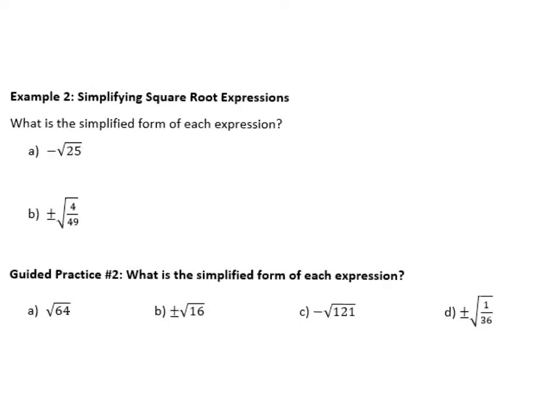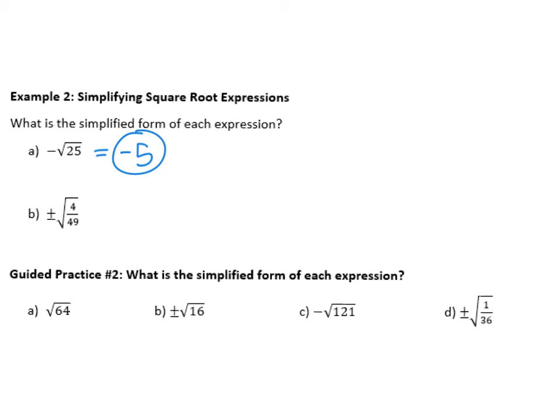Okay, now let's do square roots. What's the simplified form of each expression? The square root of 25. What you have to do to find a square root is you have to figure out what multiplies by itself 2 times to get that number. So what number multiplies by itself 2 times to give you 25? That's right, it's 5. Since the negative is outside of the radical, or the square root symbol, then my final answer is going to be negative because it stays in front.